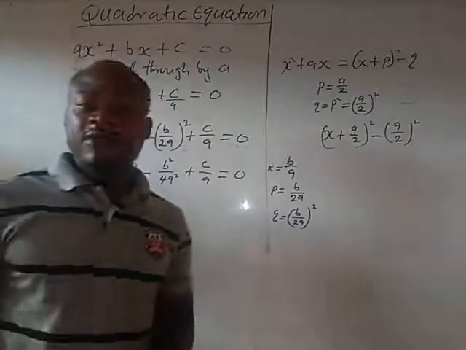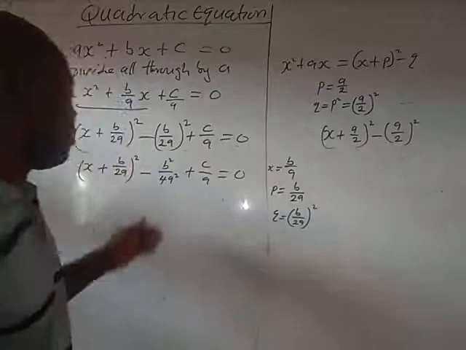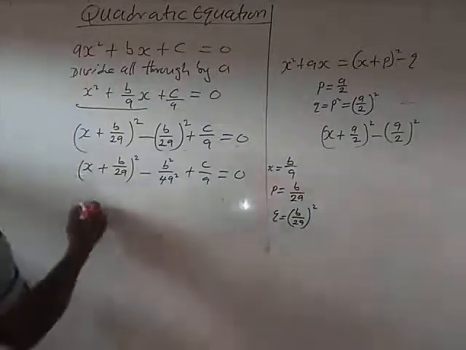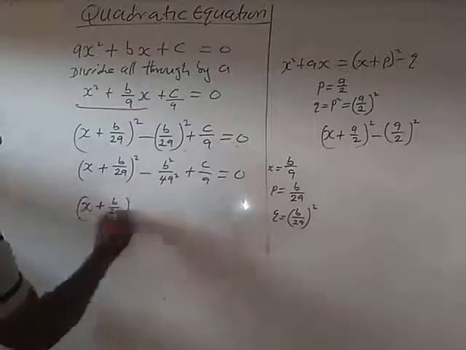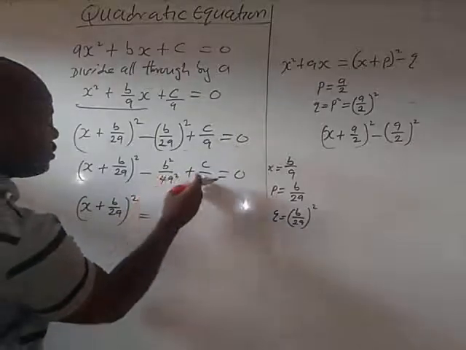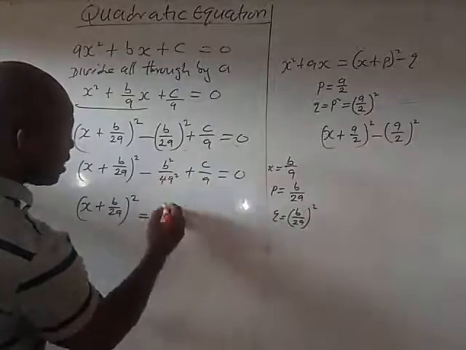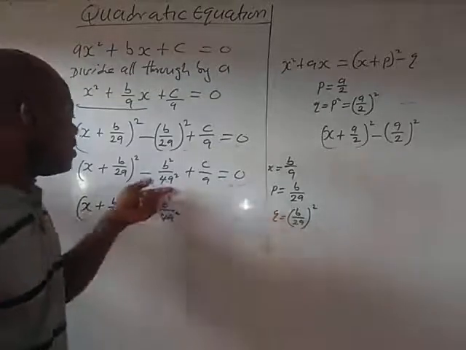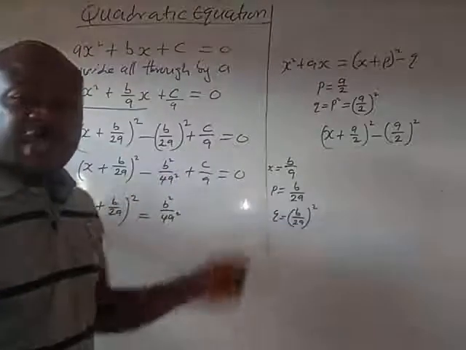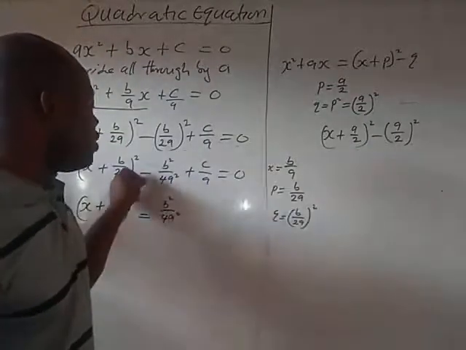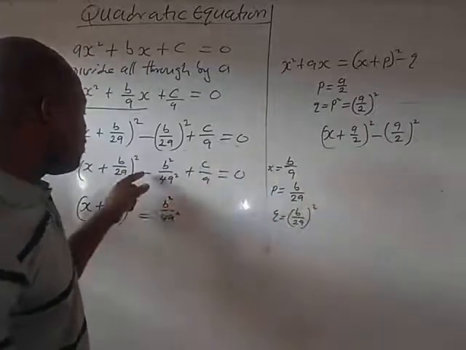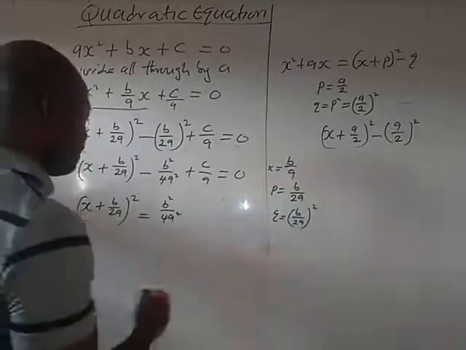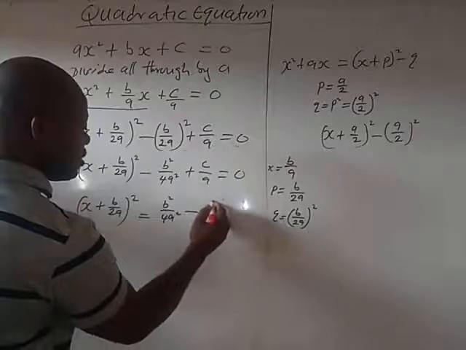Now, the next thing here is to rearrange. How do we rearrange? We move all the terms with constants, without x, to the other side, while we retain the one with x on this side. Therefore, we have x plus b over 2a, squared, equal to, if we move this one to this side, b squared over 4a squared. When this one moves to this side, it is just as if we are adding b squared over 4a squared to both sides, because this one is negative. So the minus and minus cancel each other. Therefore, when this one gets to this side, it becomes minus c over a.